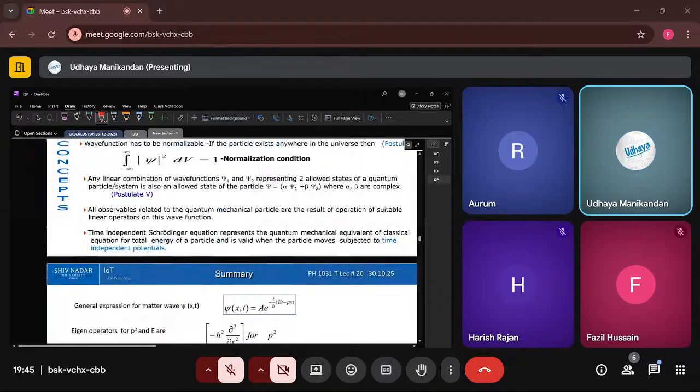Any linear combination of wave functions is also an allowed state of the particle. All observables related to quantum mechanics are represented by suitable linear operators.